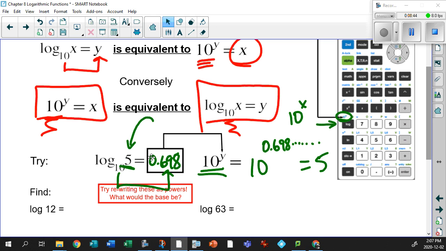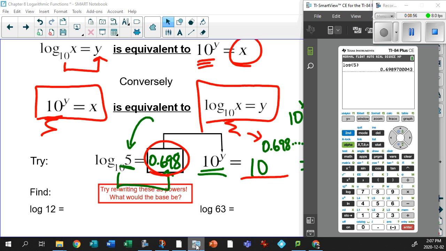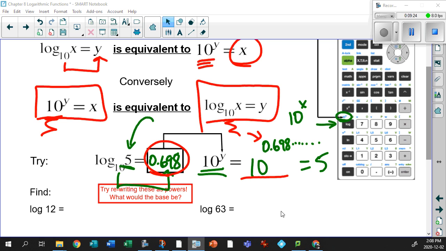Let's see if I can make this work. So let's take 10 to the power of this answer. Let's see if we get 5 back. Let's play. So how do I get to it? Of course, second log, there's 10 to the power of, and I want this whole number out there. So I'm not going to copy this. I'm just going to mouse up and hit enter. And there it is, that whole ugly number, and hit enter, and check this out. I get 5. Goes to prove that even your calculator does the inverses for you quite nicely. Oh, this is fun. Okay, so let's keep on going.